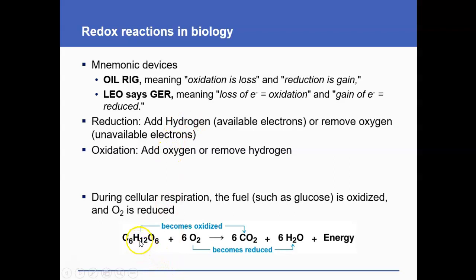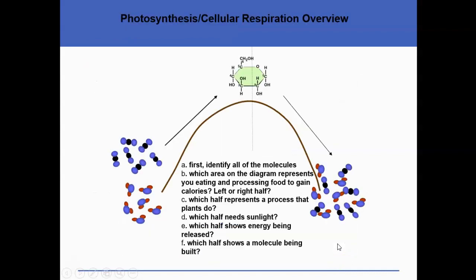So what we're going to be seeing today is how cellular respiration takes glucose, takes sugars, and oxidizes them to become carbon dioxide. And in doing so, reduces oxygen to become water. And in the process, produces energy.